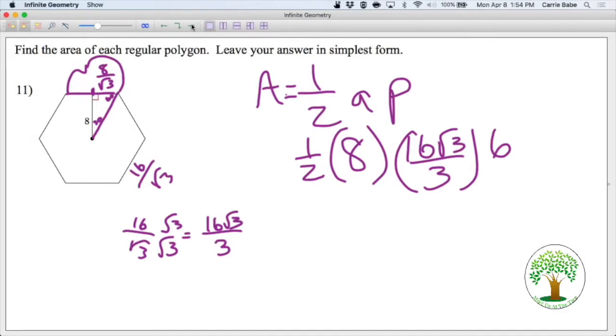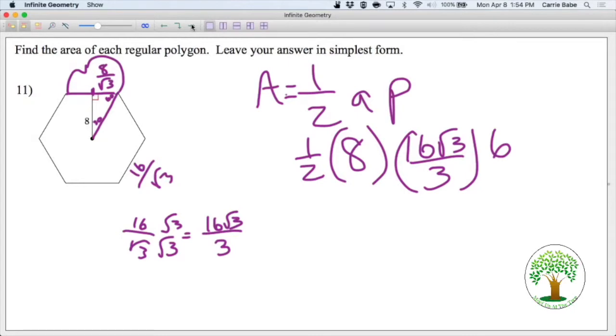Oh, I did 16 over square root 3, and it turned it into 32 square root 3. It should have turned it into 16 square root 3 over 3. It did not. We'll figure that out. All right, so did you do it times 6? Yeah. Oh, when you multiply by 6. I'm sorry. Very likely that.